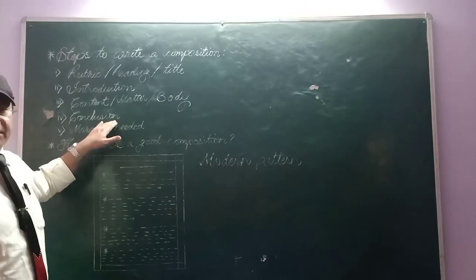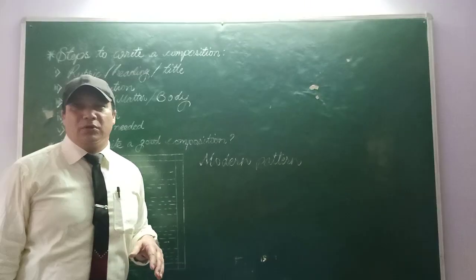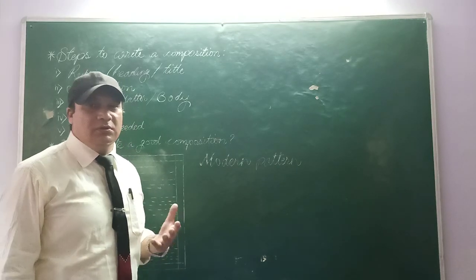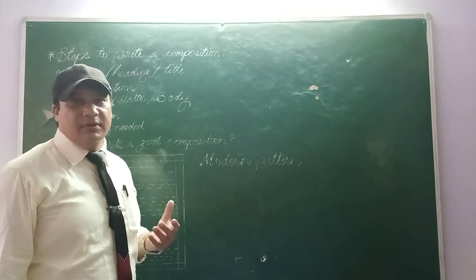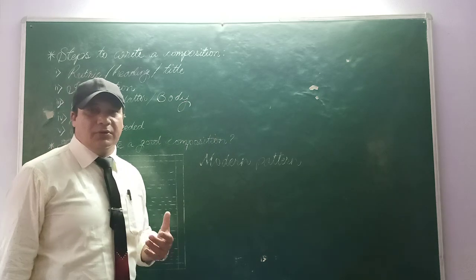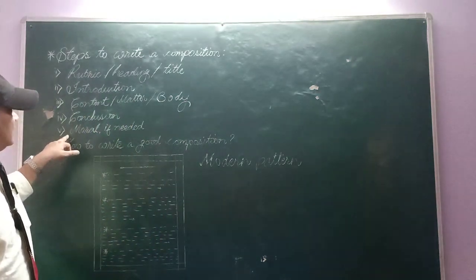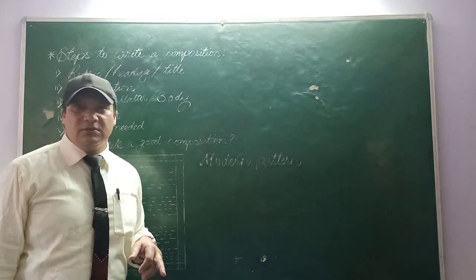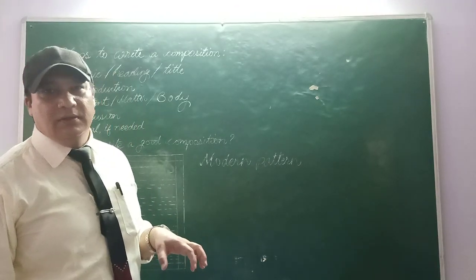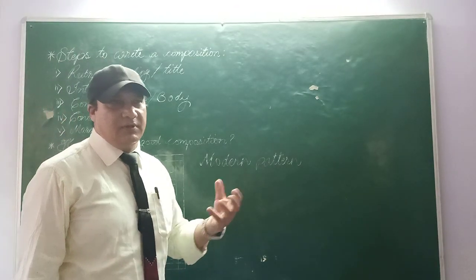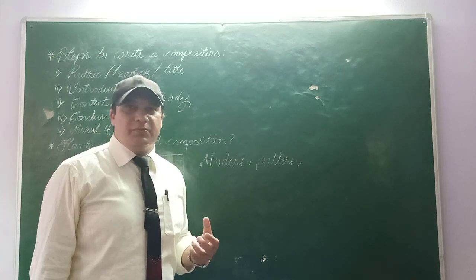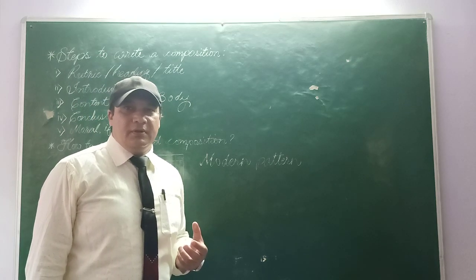Then comes conclusion. The final paragraph will be your conclusion. We need to conclude what we have written as per the topic of the composition. So we need to give the conclusion. And number 5 is moral, if needed. Basically, when we write a story, we have a moral, a lesson to learn in the story. So we provide a moral, right?